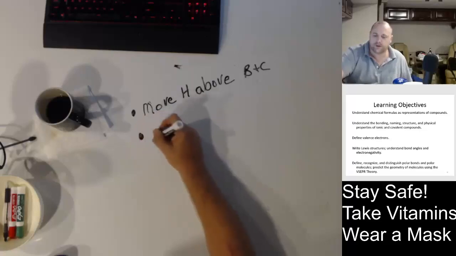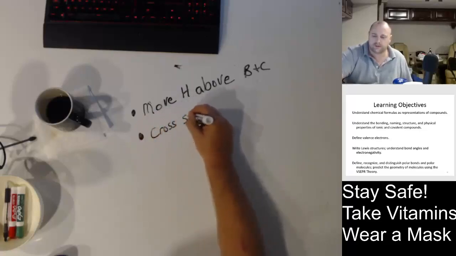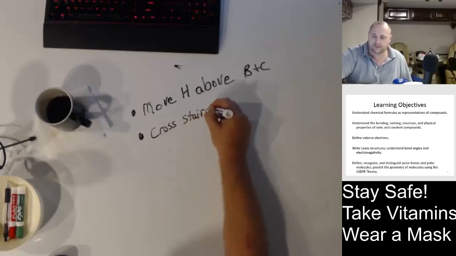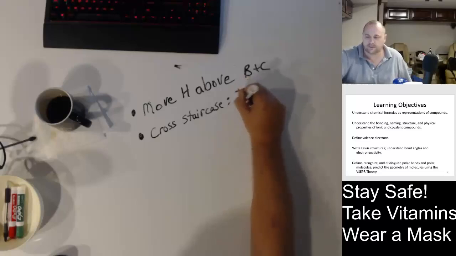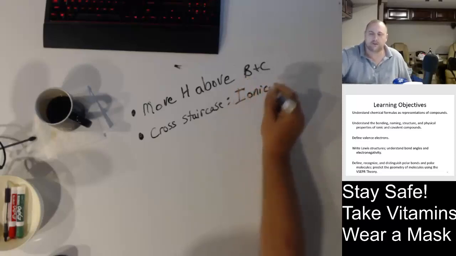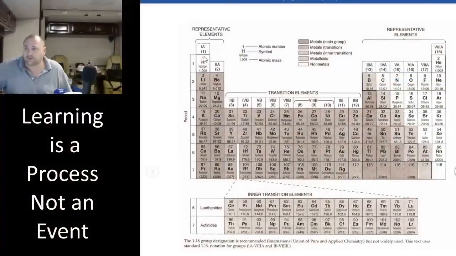Here's number 2. So we cross the staircase, and that tells me it's ionic. Now remember, I had to move that hydrogen over. It's above the carbon now. So hydrogen and oxygen are not crossing that staircase. Okay. So then the next thing we're going to look at is when we don't cross the staircase, what do we have going on?